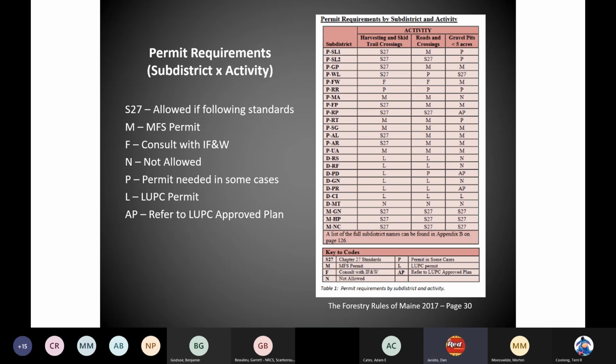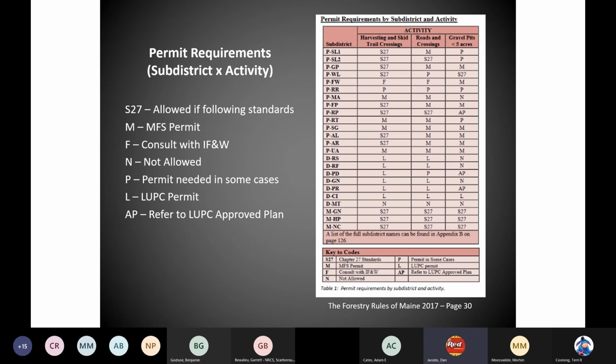So if we were to take PSL 1s, and we haven't gotten there yet in much detail, but PSL 1s are large streams and rivers, and PSL 1 is right at the top here. Now, if you want to do harvesting within a PSL 1, the code is S27. And S27 means harvesting is allowed, but you need to follow the standards in Chapter 27. If we wanted to put in a stream crossing in this area, in the PSL 1, it's an M. And the M code is Maine Forest Service permit. If you do a permanent stream crossing, you will need to get a permit from Maine Forest Service.